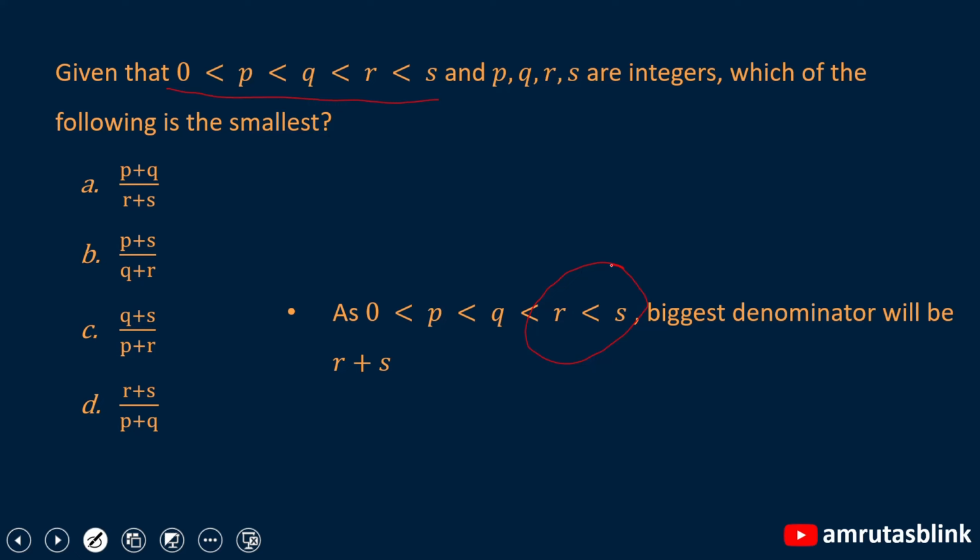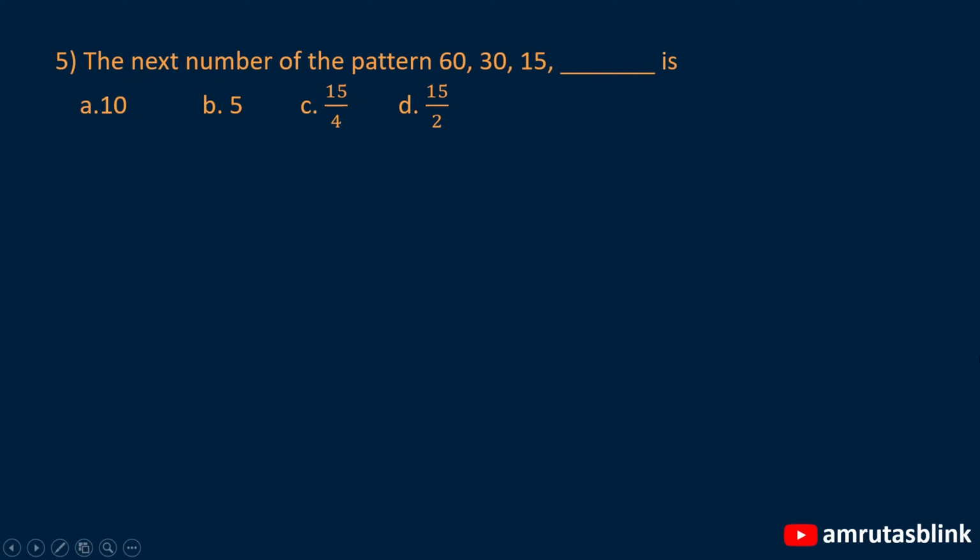Hence, R plus S will have the largest denominator, and hence we can say that option A is the smallest fraction. We'll move to problem number 5 of the video.